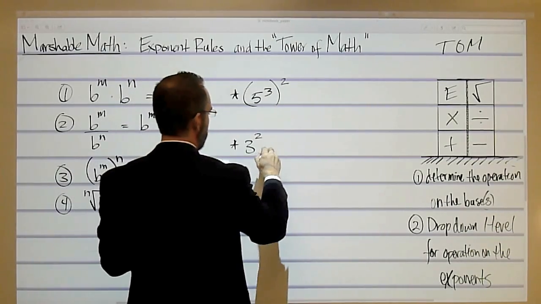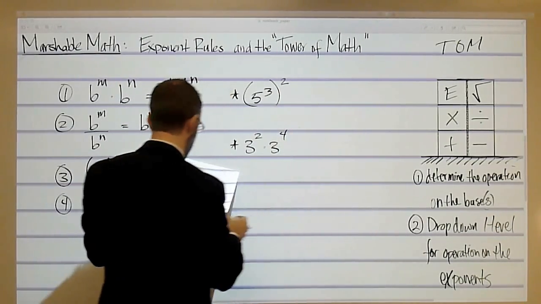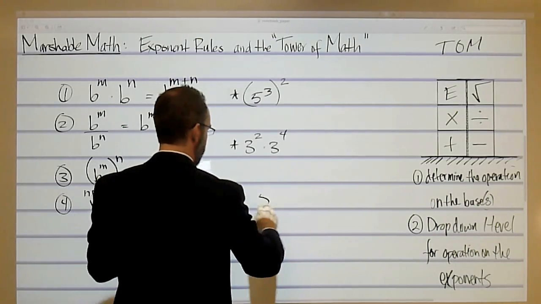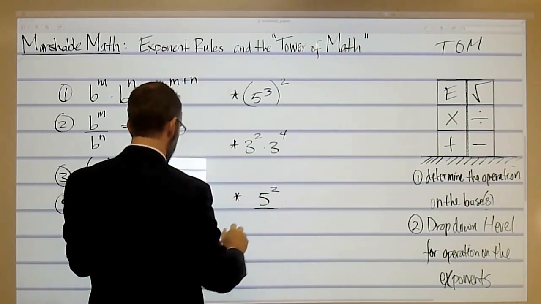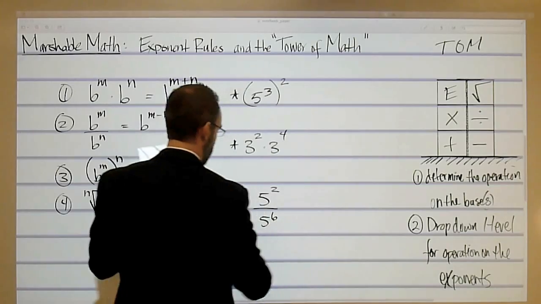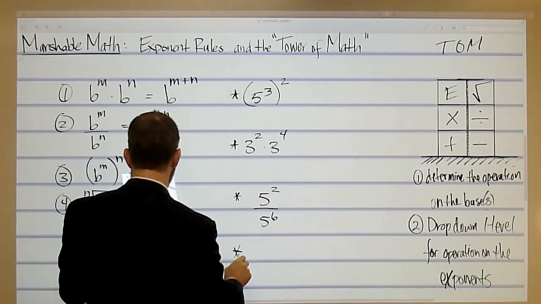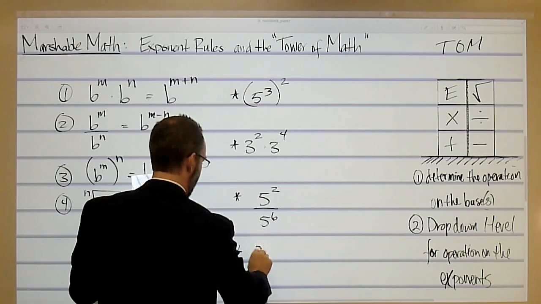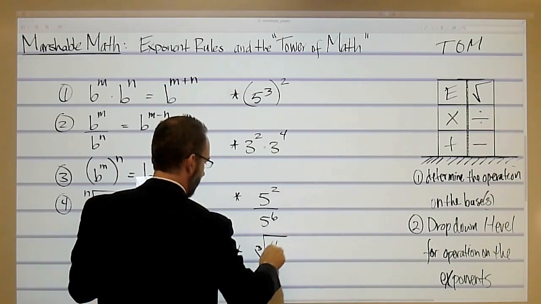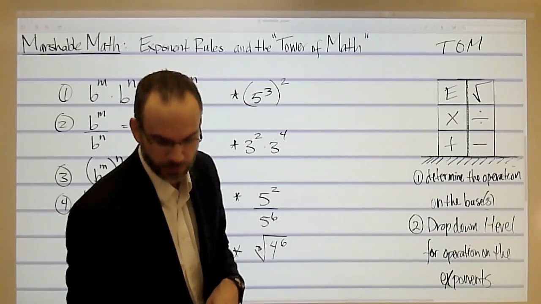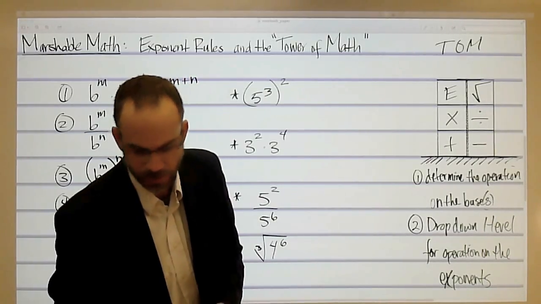Three squared times 3 to the 4th. And then the third one is going to be 5 squared divided by 5 to the 6th. And then the last one, if I can get it down here, is going to be the cube root of 4 to the 6th. Okay, press pause in the video. Give yourself a shot on those. See how they do.